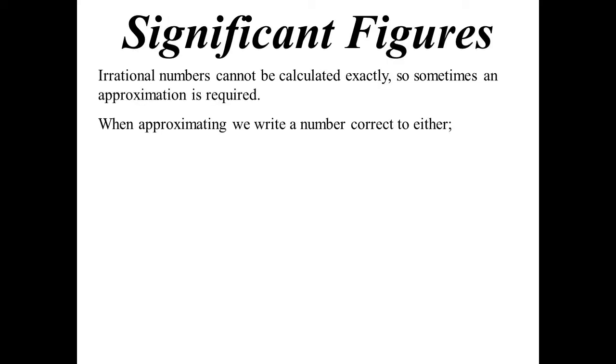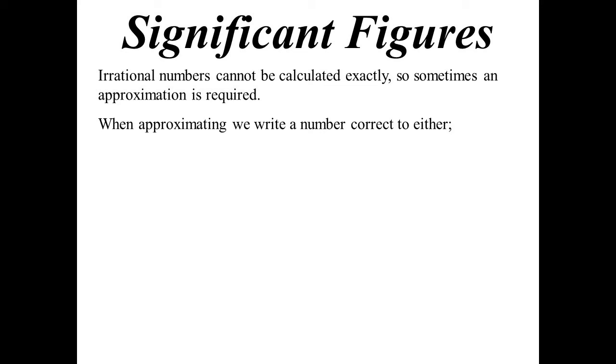Let's talk about significant figures. As I said, you can't work out irrational numbers exactly because it goes on forever. That decimal keeps going to infinity, so it's impossible to work out the exact amount. Depending on what we're doing with the number, certainly in something like science, you're going to use an approximation, because you can't write it down exactly.